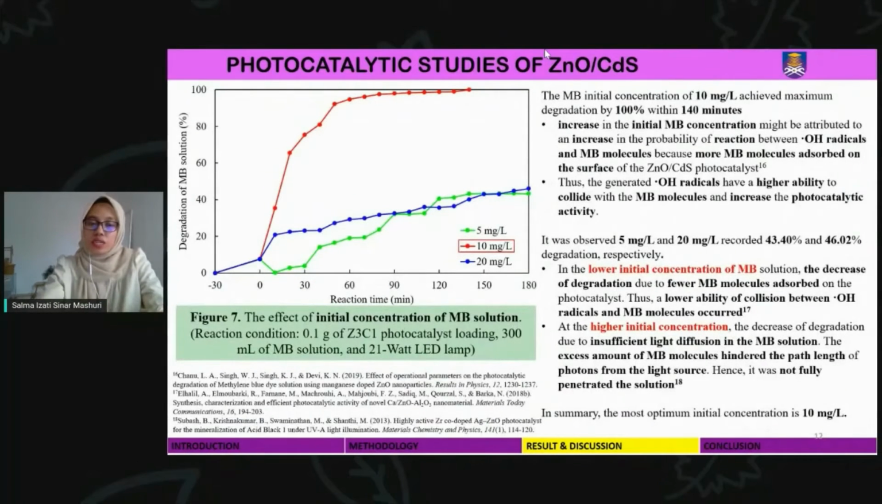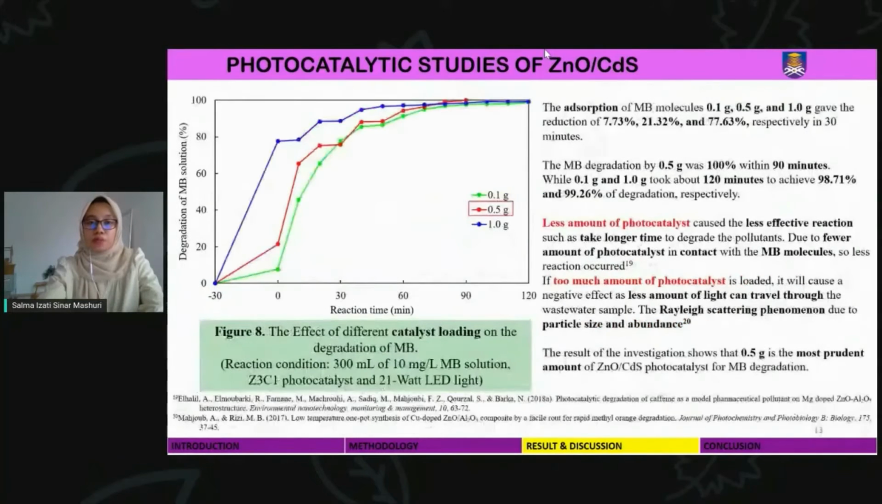Next is the initial concentration of MB solution. So we can see here 3 milligram per liter shows higher degradation because hydroxyl radical effectively collides with the MB molecule. However, at lower initial concentration, there is less methylene blue pollutant available inside the solution and then less adsorption. So it makes the degradation lower. Meanwhile, at the higher concentration, because there is too much MB pollutant inside the solution, the MB molecules hinder the path length for the photons to penetrate the solution.